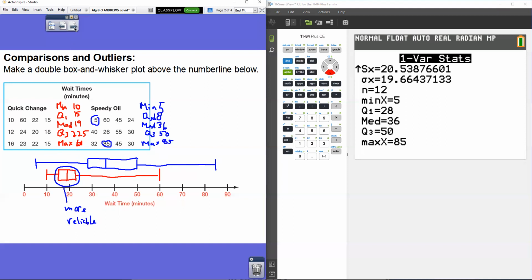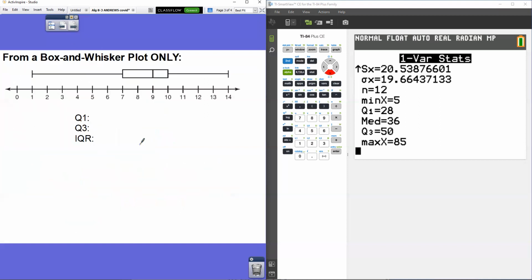So let's take a look at this one. Sometimes they're just going to give you the box and whisker plot, and you have to find the IQR. So remember that your Q1 is at the beginning of the box. Your Q3 is at the end of the box. So we're looking at 7 and we're looking at 10. So 7 and 10. Again, your formula for IQR is to take your Q3, subtract your Q1, and that gives you your IQR of 3.